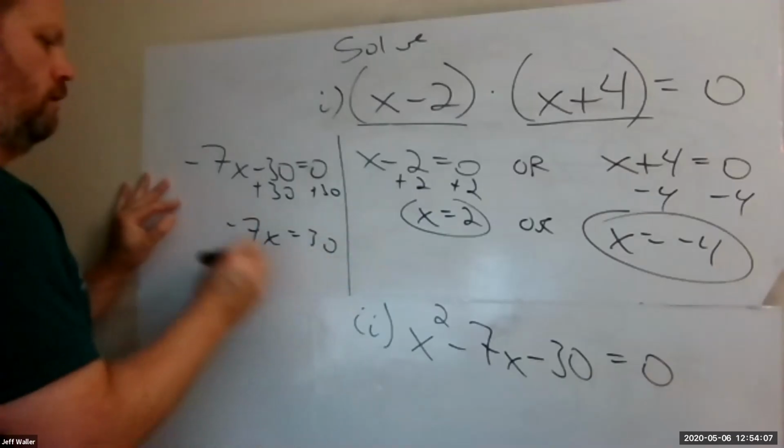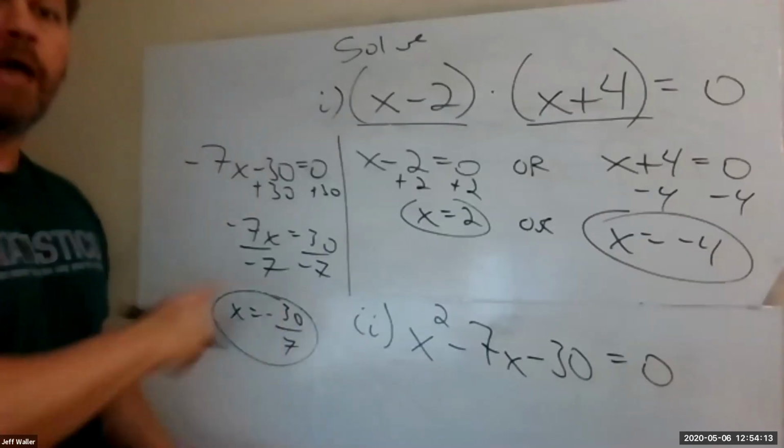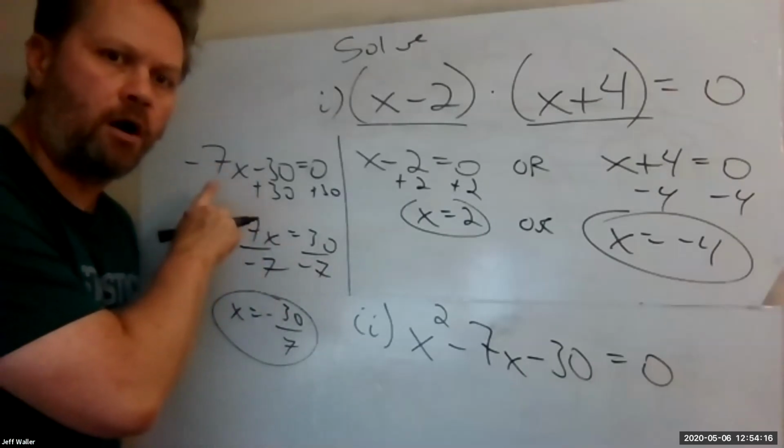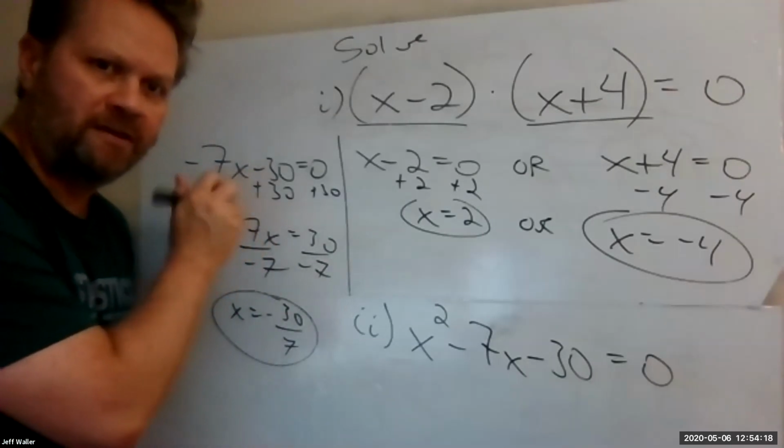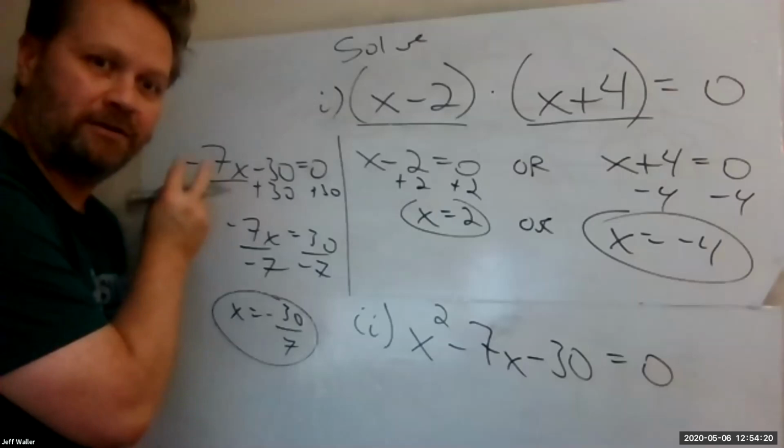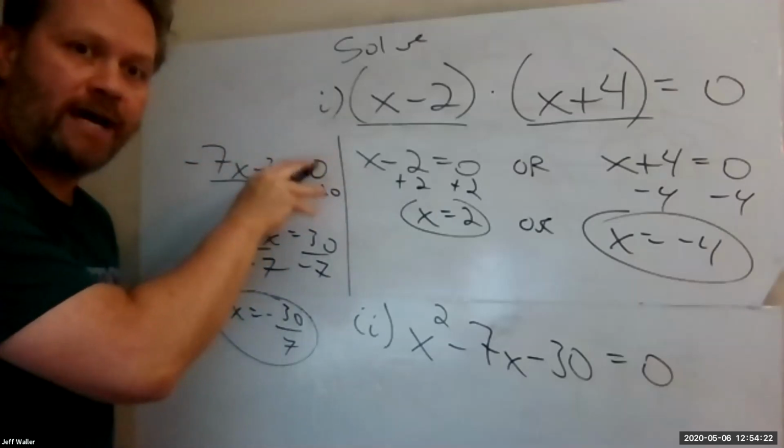Add 30. Add 30. And then divide by -7. Yes. Done, right? Why were we able to do that? Because are all of my x's together? Yes, they're all together. So I can get the numbers on one side, the x's on the other side.